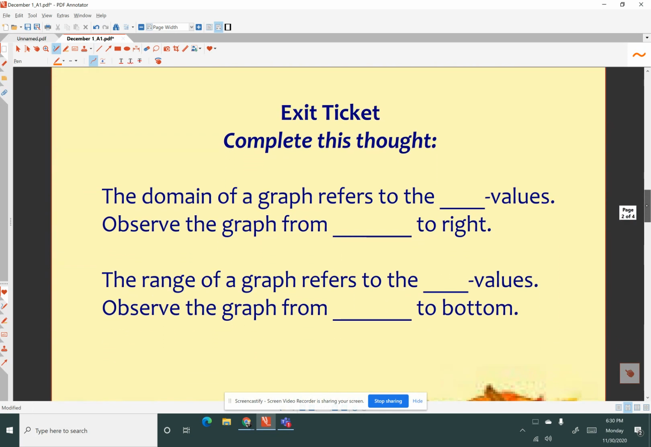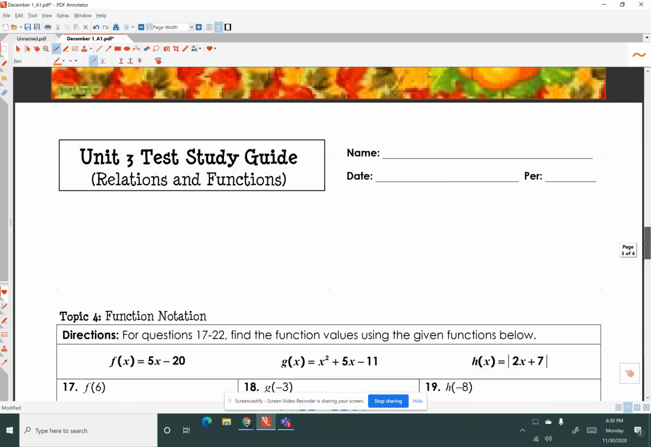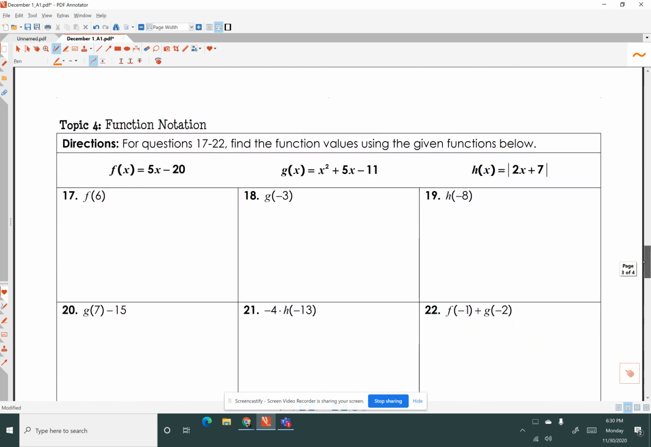Here's our exit ticket. We will get back to it. And let's work on our review.